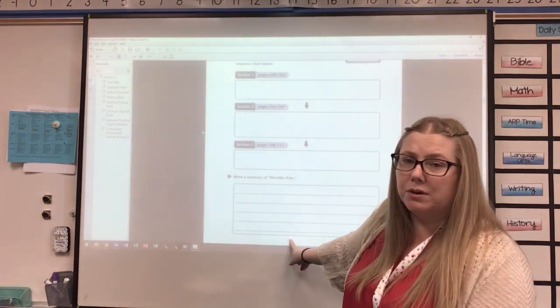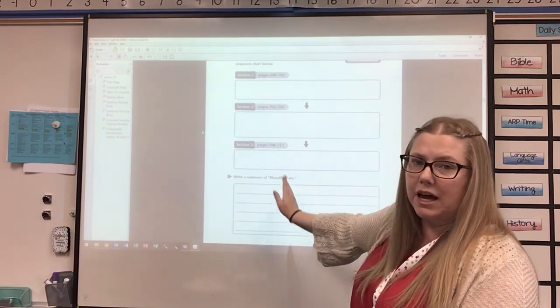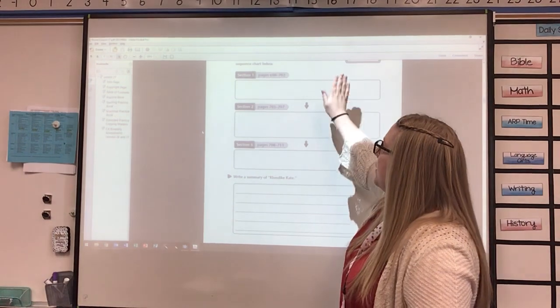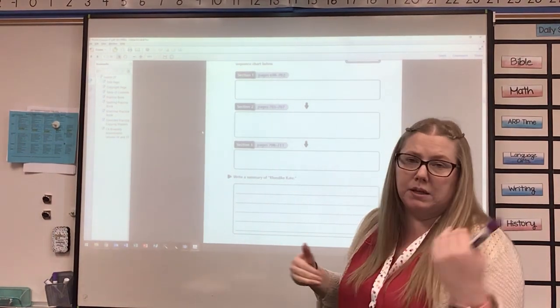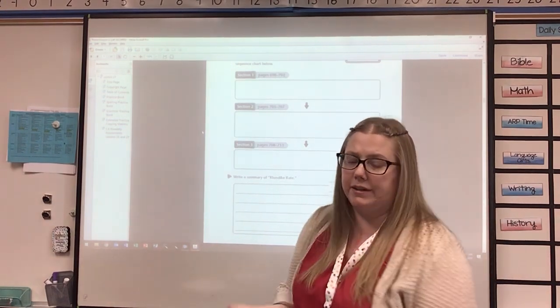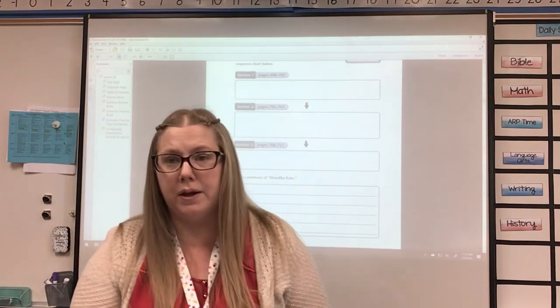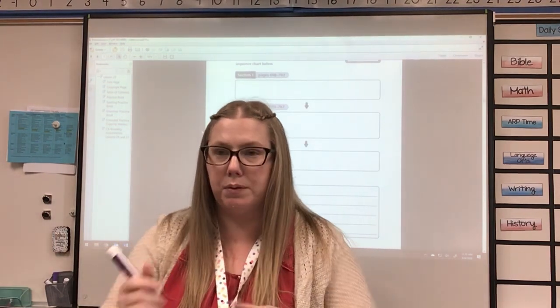Remember, our summaries don't have to be super long. Let's say 2 to 4 sentences on these pages, or the story itself. Just give me a summary of what the story is about. Okay, this doesn't have to be done on a separate piece of paper or anything like that. Just write a short one. Okay, and that is what you have to do for me for language arts.